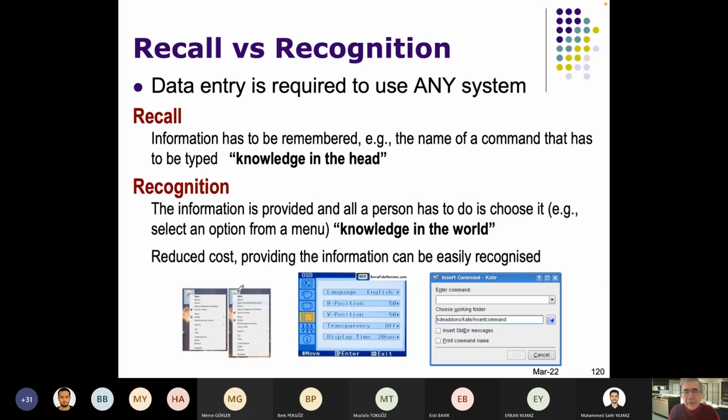Okay. So long-term memory is interesting. Short-term memory is also interesting. And when we come back to interfaces, there are direct consequences.